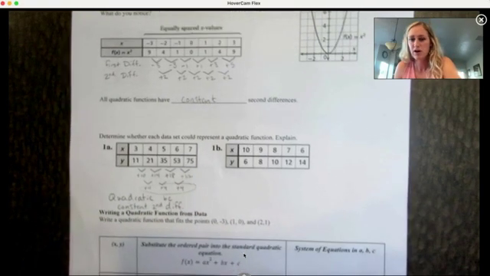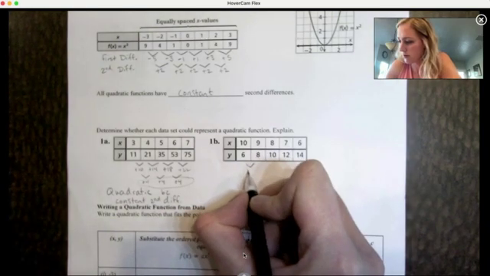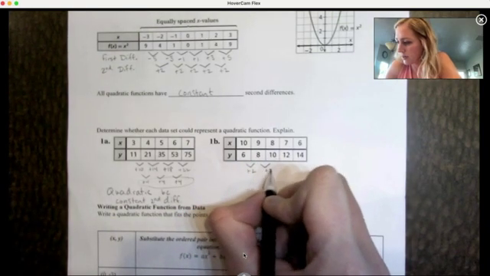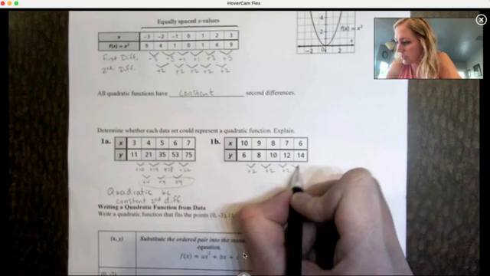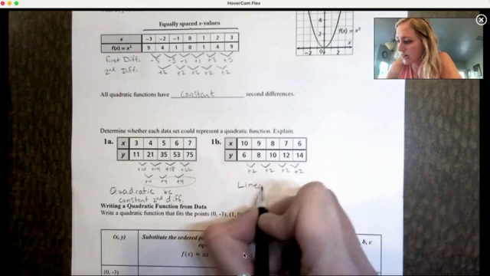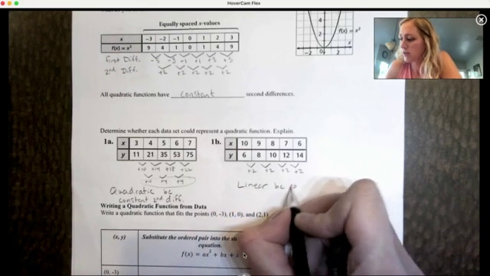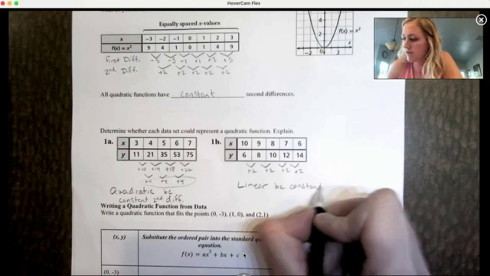Okay, all right, so let's take a look at this next one. Here, first difference, I'm going up by 2, and that's remaining constant here. When I have a constant first difference, this is linear because constant first difference.